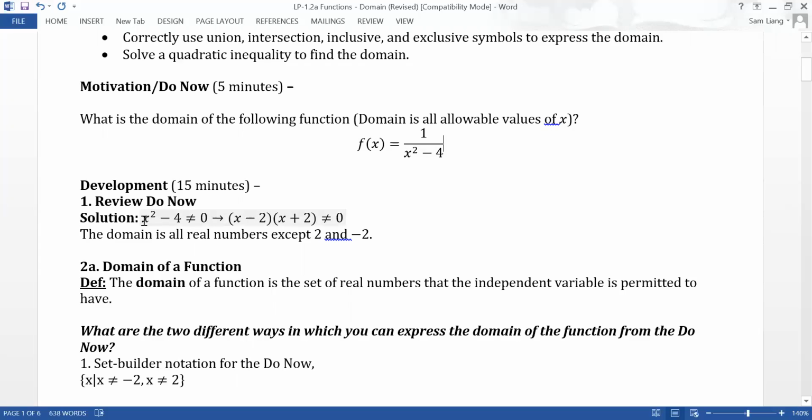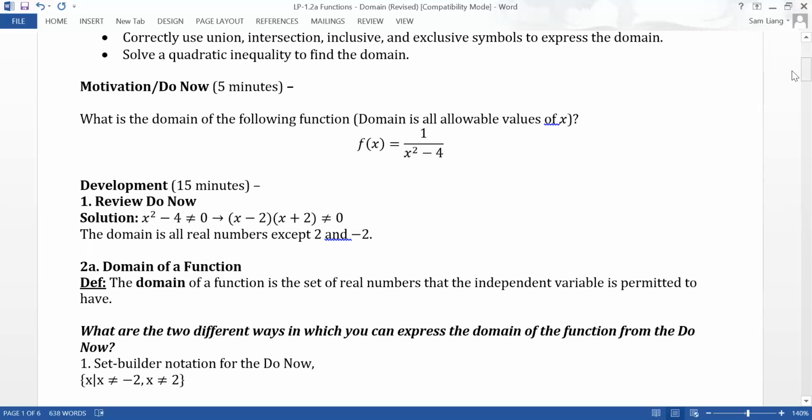So in other words, we can set the denominator not equal to 0. We can't have that be 0, otherwise it will be undefined, right? So from here you can factor to x minus 2 times x plus 2. So this can't be 0. So in other words, the domain is all real numbers besides 2 and negative 2. Because if it is 2, 2 squared minus 4 is 0. And the same thing for negative 2. Negative 2 squared is 4 also, so 4 minus 4 is 0. So at 2 and negative 2, it's undefined, which means we have to exclude those from the domain. So all real numbers except 2 and negative 2.